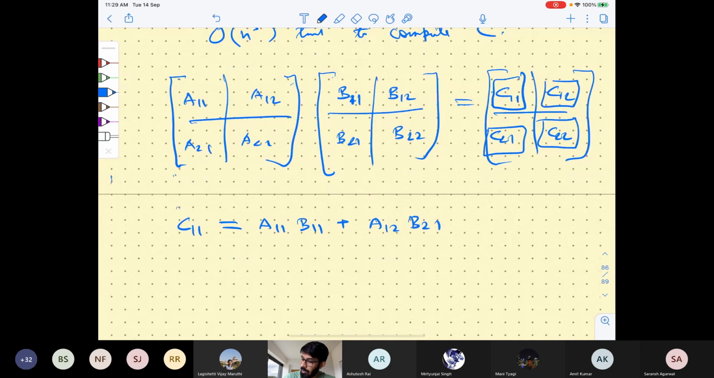Since we want to do divide and conquer, let's put this n by 2, similarly on this side also. So all these matrices are n by 2 cross n by 2 matrices, right? Good. So similarly, let's write down for all of them. So C12 will be A11 B12 plus A12 B22. If I make a mistake, please tell me, okay?